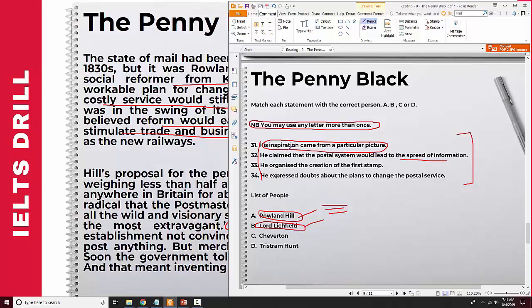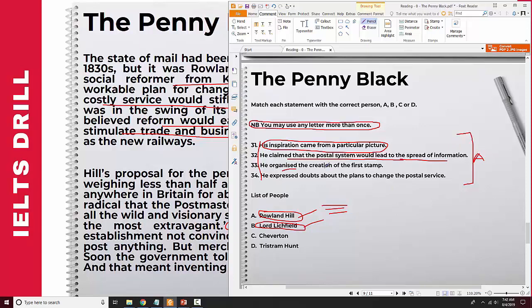Roland Hill, his inspiration came from a particular picture. No, that is not true. We are still not talking about any picture. He claimed that the postal system would lead to a spread of information. Okay, correct. So that is Roland Hill. He claimed that a postal system would lead to spread of information, right? So Roland Hill is going to be the answer for 32.